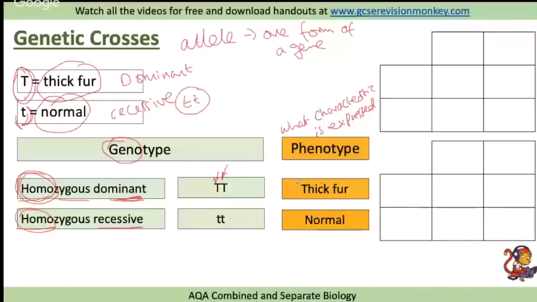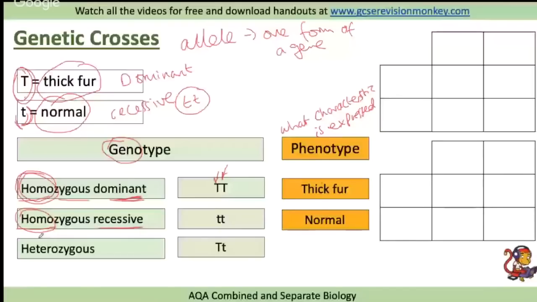And the final combination you could have is heterozygous. So that means 1 of each, hetero, 1 of each. So you get a capital T and a lowercase t, but you need to look at which one's dominant. Dominant is thick fur. So wherever you have an allele with a capital, that means that you will express that characteristic. So in this case, because we've got a capital, that wins over. So this heterozygous will be thick fur.